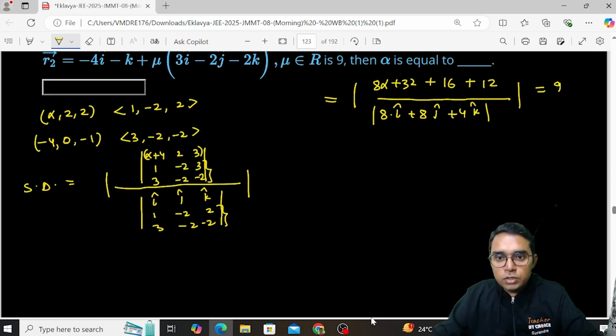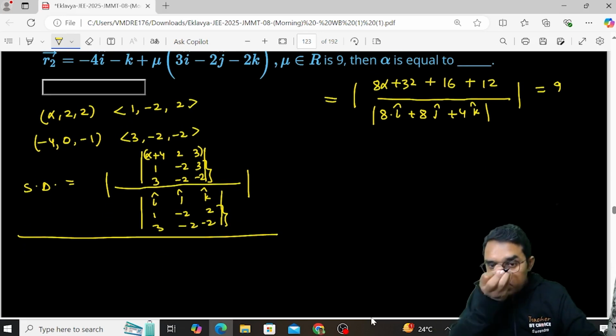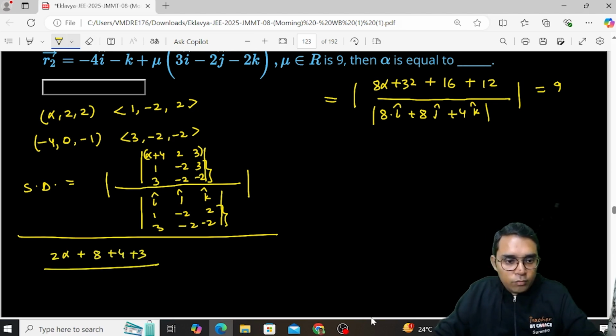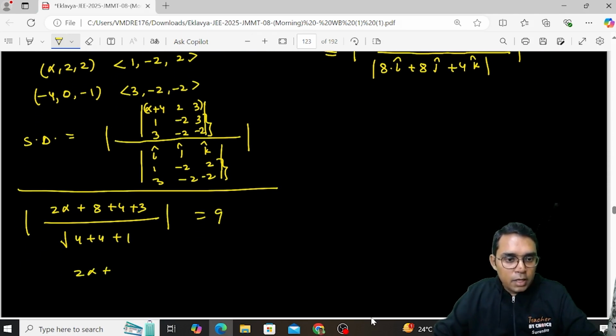Okay, let us do this calculation here. I think we can divide by 4 at least. Yeah, so this will be 2 alpha plus 8, this will be 4, this will be 3, and upon magnitude of the vector, that is 2 2 1, that will be 4 plus 4 plus 1, after dividing by 4 here, and this is equal to 9. So we get 2 alpha plus 8 plus 4 plus 3 is I think 15. So mod of this will be equal to 9 into 3, 27.